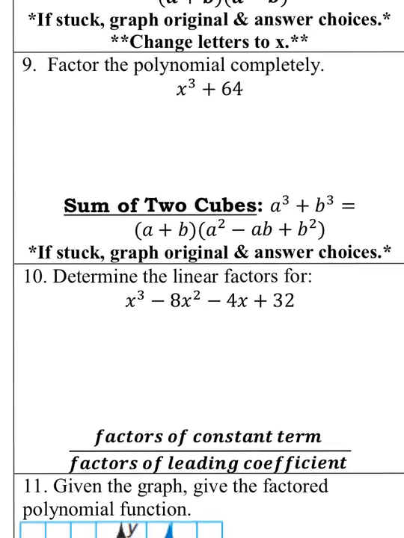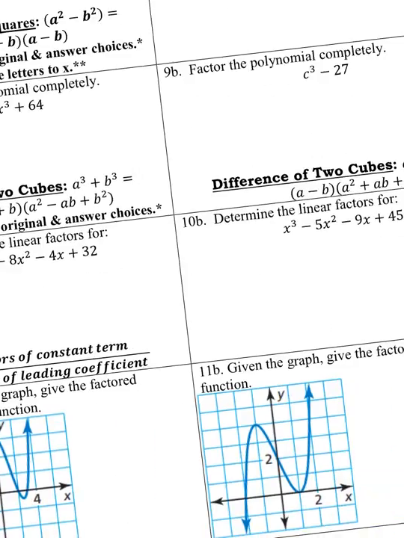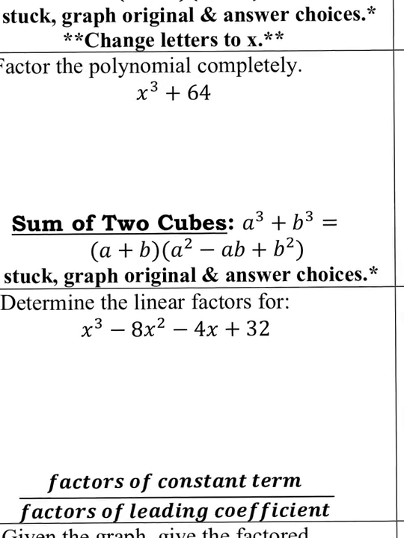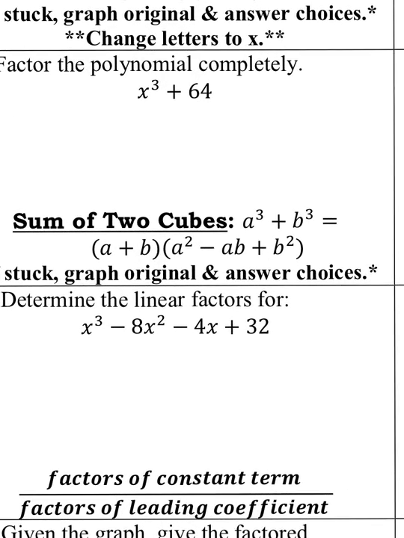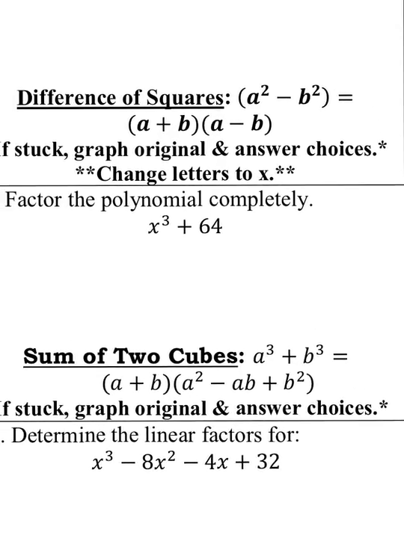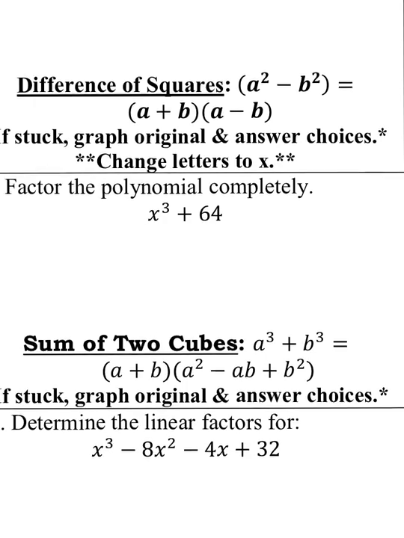Number 9, this is x to the 3rd plus 64. So this is a sum of two cubes pattern. There's a sum of two cubes pattern, and then there's a difference of two cubes pattern. The only difference is the sign in the middle. All right, so this one is a plus, so I'm using the sum formula. Okay, there's only a difference of squares formula, but there's not a sum of squares formula.